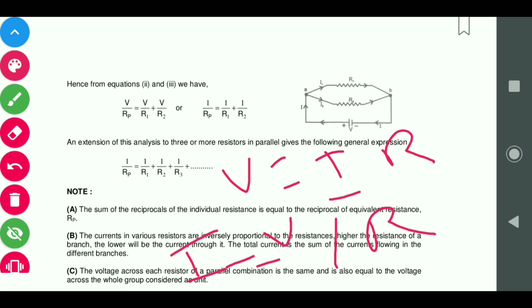What is V by RP? It is the equivalent resistance in case of parallel combination. Here V is common, so we eliminate V from each term, so it becomes 1 by RP is equal to 1 by R1 plus 1 by R2.